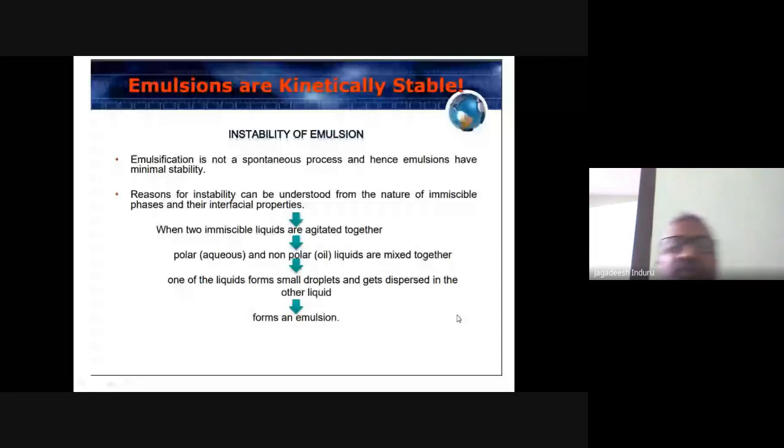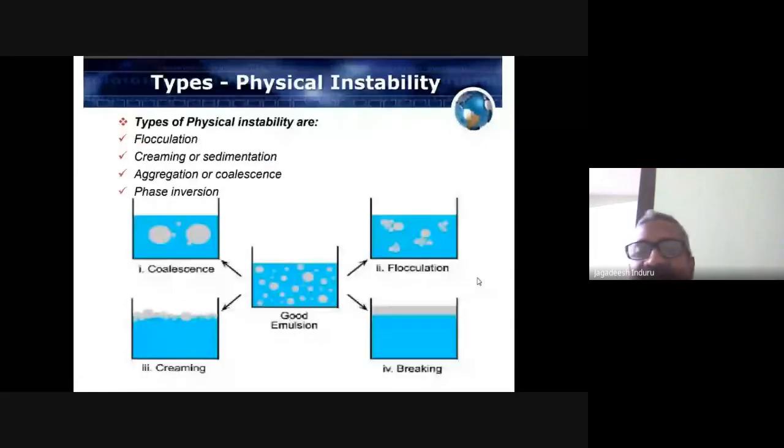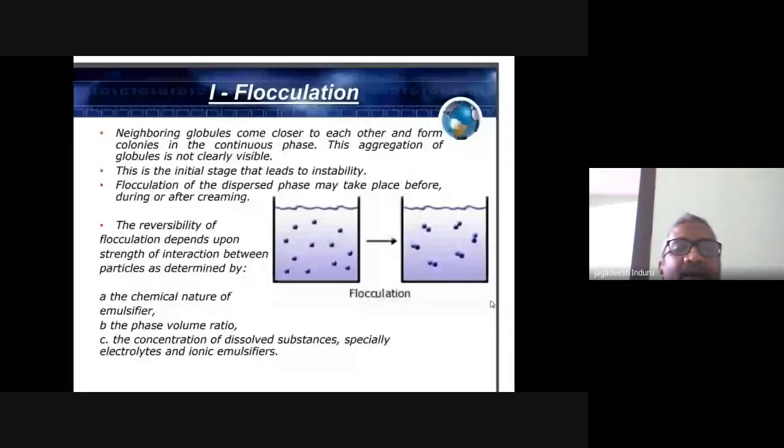Four forms of instability are generally faced in the pharmaceutical field. One is coalescence, another is flocculation, creaming, and breaking. Breaking is the worst form of instability. It is worth throwing away when compared to coalescence, flocculation, and creaming. The first one is flocculation. The neighboring globules come closer to each other, but they do not merge. They come closer as a clump.